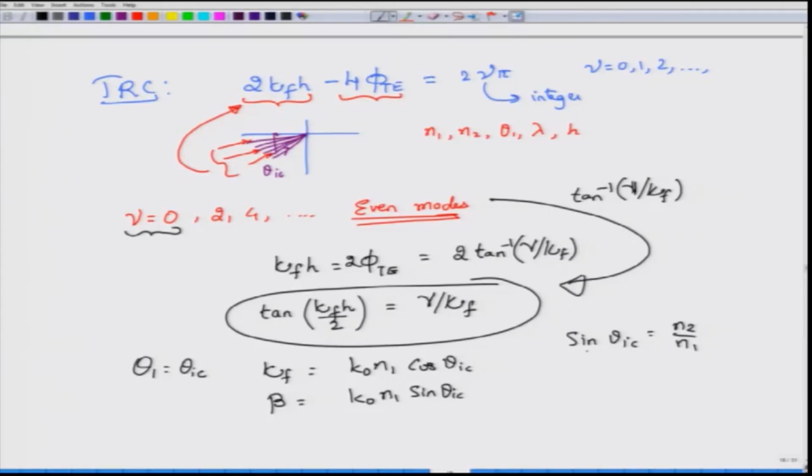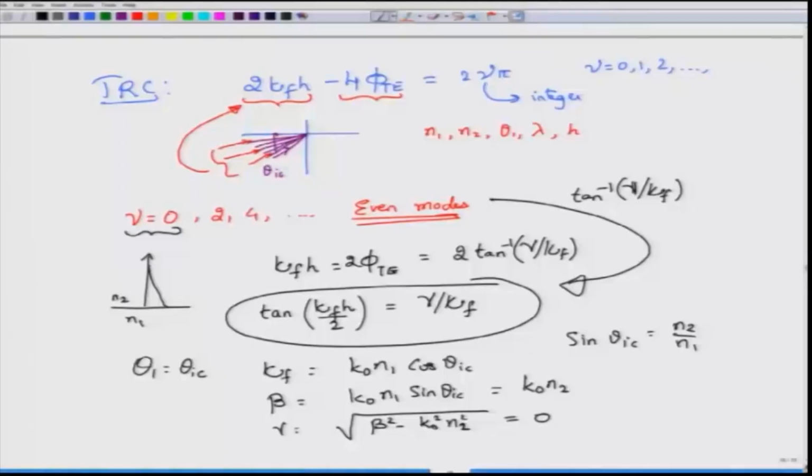So, plugging in the value of n1 sin theta c from this equation, you will see that beta has actually become k0 n2, and gamma, which is given by the square root of beta square minus k0 square n2 square, actually becomes equal to 0. Gamma was the rate at which this evanescent mode was decaying in the medium outside the film. So, this was the direction perpendicular to the film, and it is in that direction the evanescent wave was decaying with an amplitude decay constant of gamma.